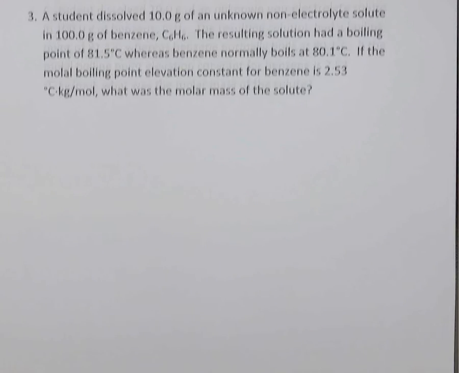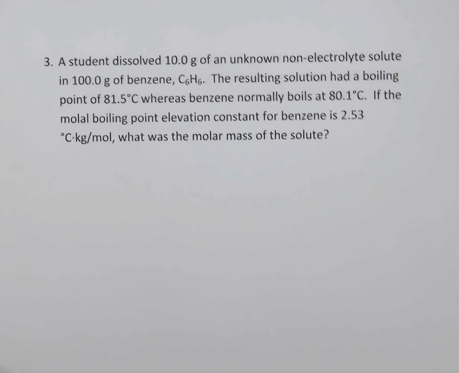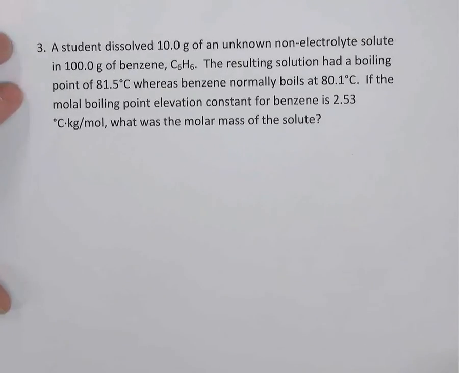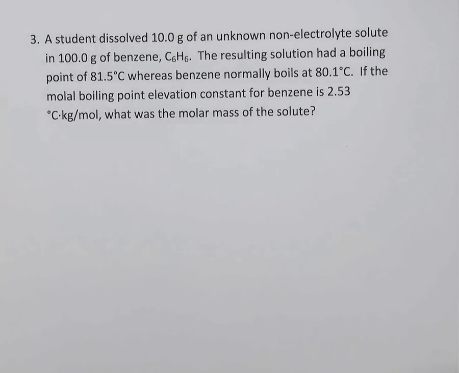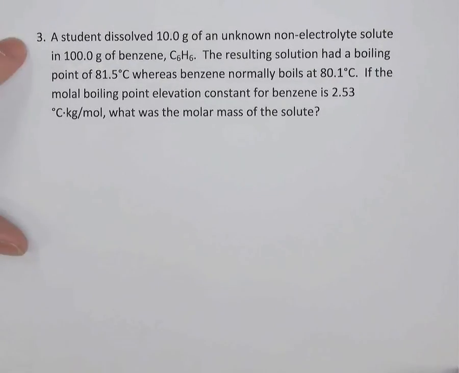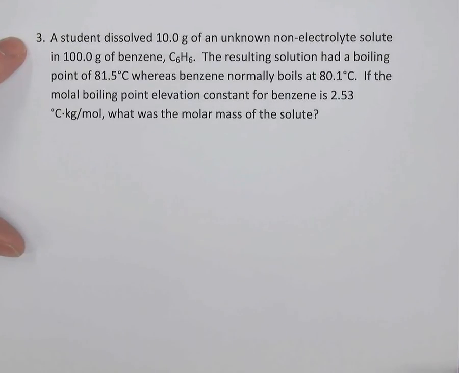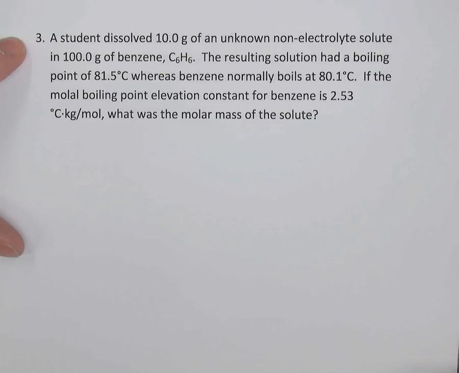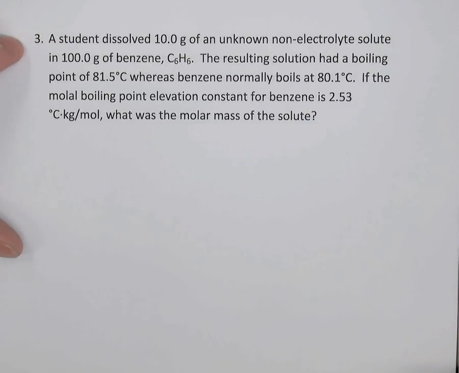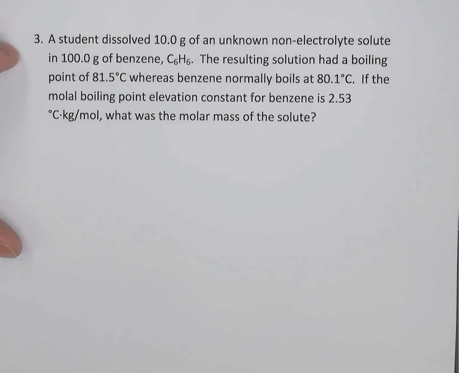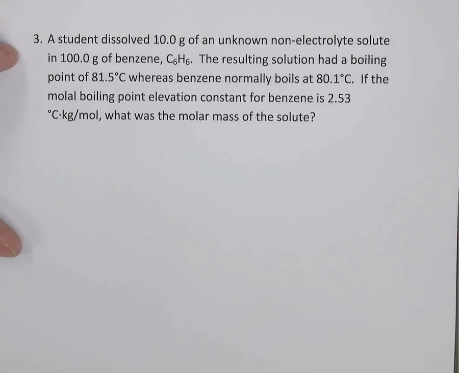Let's do one more of these problems, and I'll end this video and we'll start another one in a few minutes. A student dissolved 10 grams of an unknown non-electrolyte solute in 100 grams of benzene, benzene's formula C6H6. The resulting solution had a boiling point of 81.5 degrees, where benzene normally boils at 80.1 degrees. We know the boiling point elevation constant for benzene is 2.53. What's the molar mass of the solute?